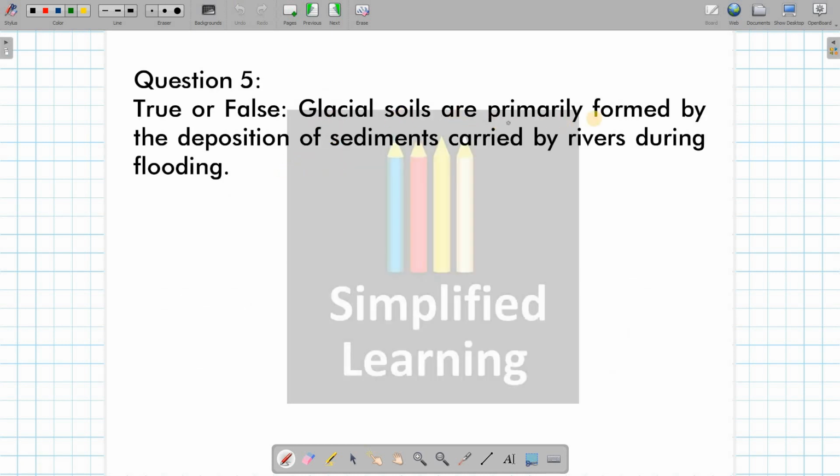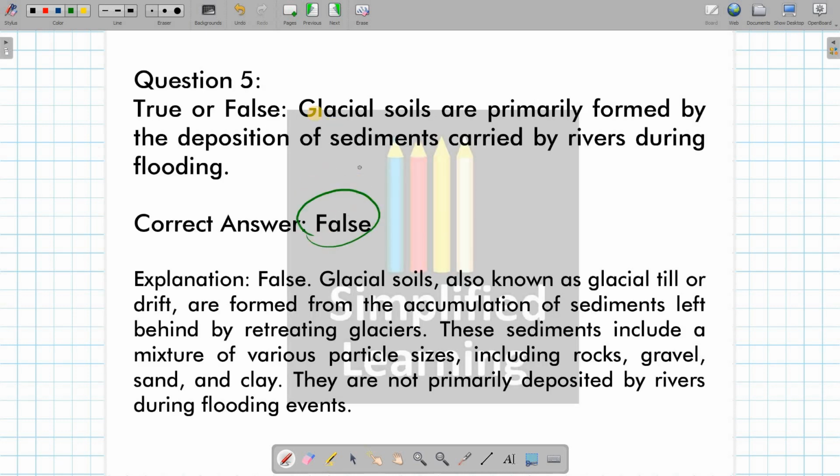Then, glacial soils are primarily formed by the deposition of sediments carried by rivers during flooding. The answer is false. Whenever we are saying glacial soil, we are talking about what? A glacier. Okay, a retreating or drifting glacier leaves the sedimentation or deposition, and that soil is called glacial soil. Okay, that's why the answer is false.